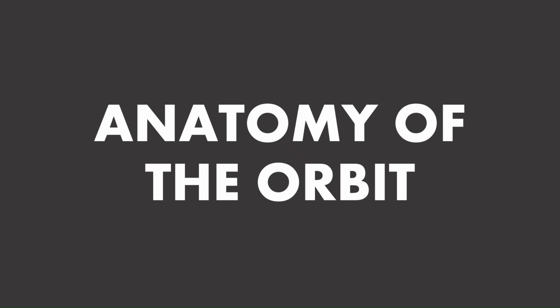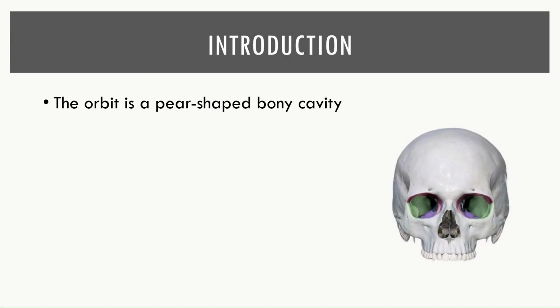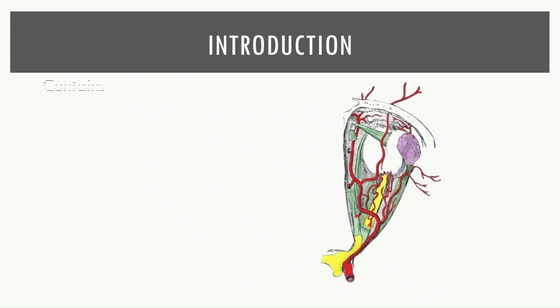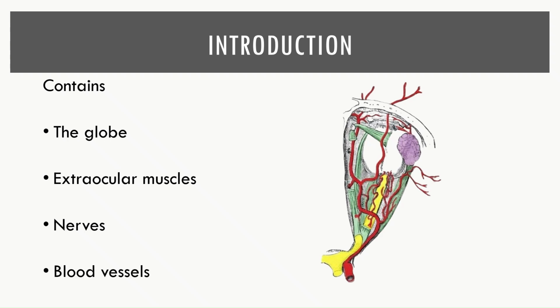In this video, we will discuss the anatomy of the orbit. The orbit is a pear-shaped bony cavity. The narrow posterior part of the pear, known as the stalk, corresponds to the optic canal. The orbit houses the eyeball along with its muscles, nerves, and vessels.